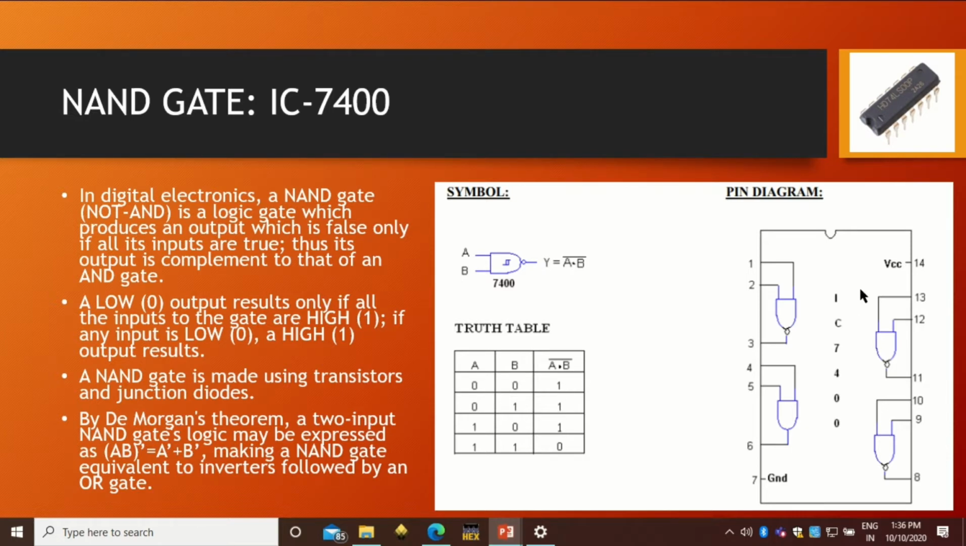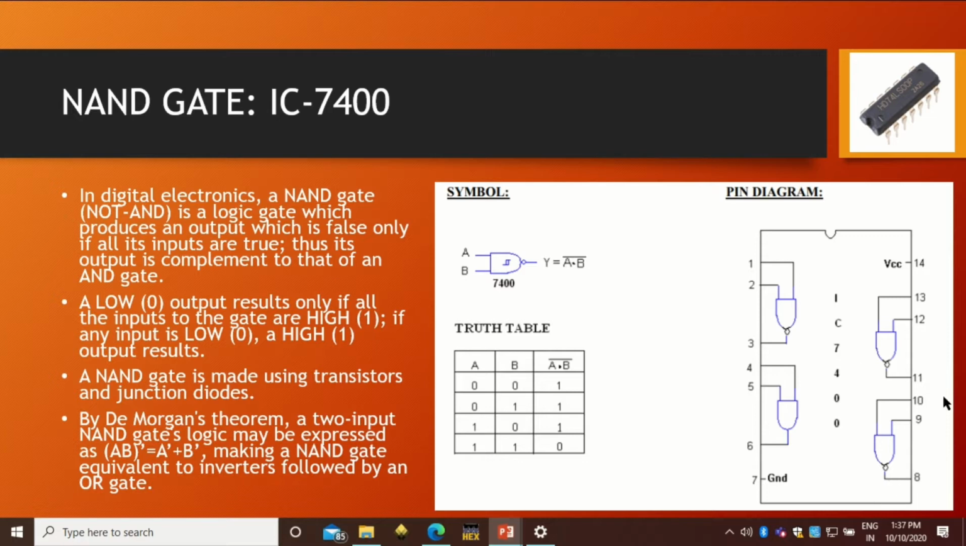Here is the pin diagram of IC number 7400. If you hold the IC with the notch at the top, the first 7 pins will be on the left side and the next 7 pins will be on the right side. The 7th pin is ground and the 14th pin is positive, or plus VCC. Like the OR and AND gate ICs, this NAND gate IC also has 4 gates in it. The first and second pins are the inputs, the third pin is the output. Similarly, the fourth and fifth pins are the inputs, the sixth pin is the output.